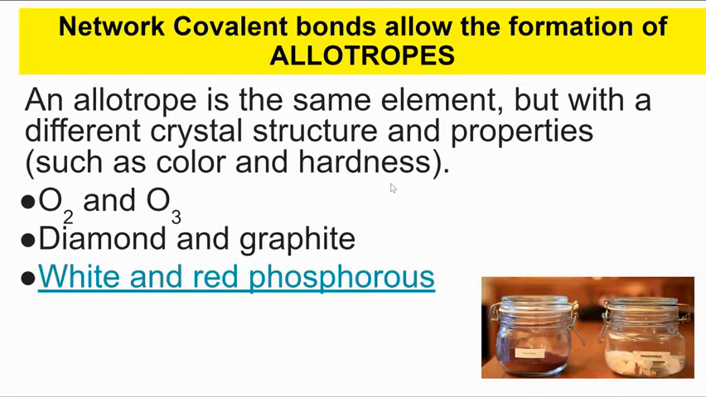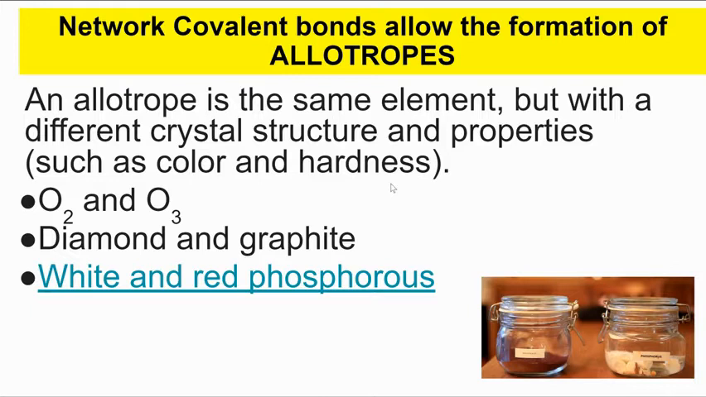And network covalent bonds allow for the formation of allotropes. An allotrope is the same element, but with a different crystal structure and properties, such as color and hardness. We're going to have some really cool labs coming up where we look at allotropes and changing the crystal structure of something without changing its composition, which will allow the properties to change.